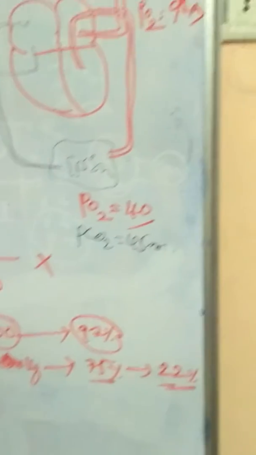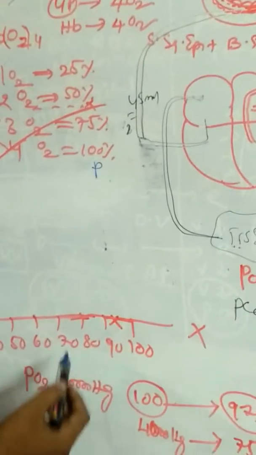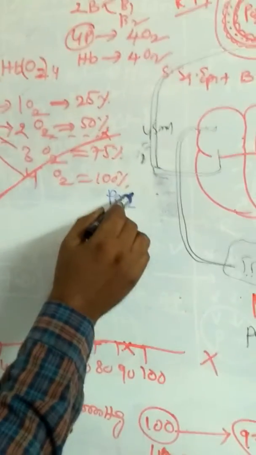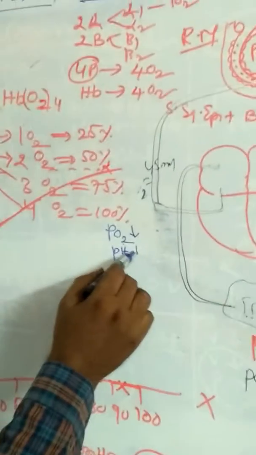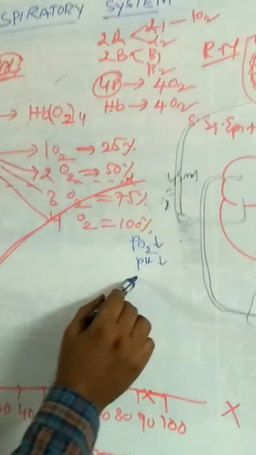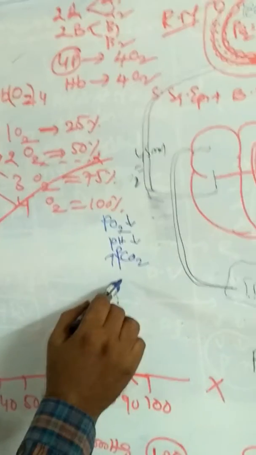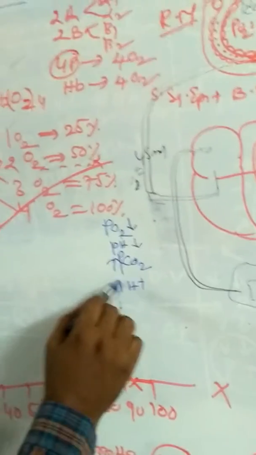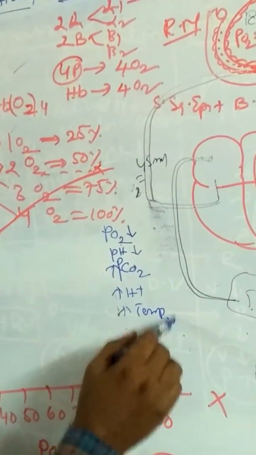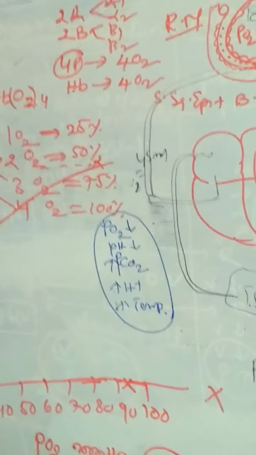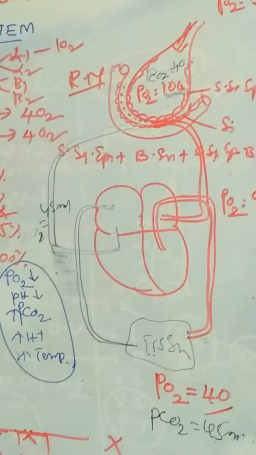Near the tissues, the conditions are quite opposite. That is, partial pressure of O2 is low, low pH, high partial pressure of CO2, high H plus ion concentration and high temperature. Under these conditions, oxyhemoglobin dissociates into oxygen and hemoglobin.